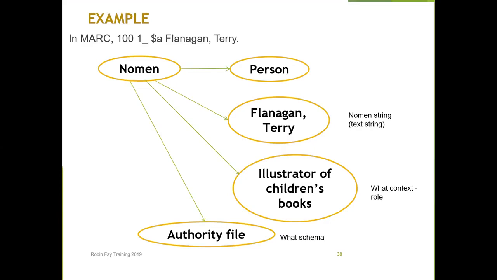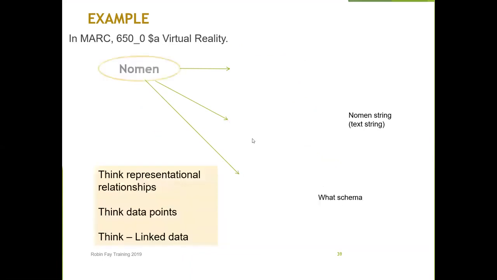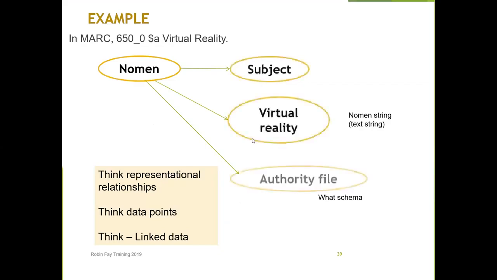Now, the other thing I want you to think about as we're looking at this kind of thing, think about each one of these as a relationship data point. So we could be linking to the URI for the authority record. We could be linking to some definition of illustrator of children's books, or we could use illustrator from our relator codes from that RDA vocabulary. Flanagan Terry, again, we can be linking to the authority file. So it's more of the thought process than it is the mechanics.